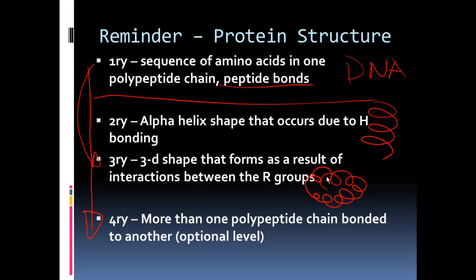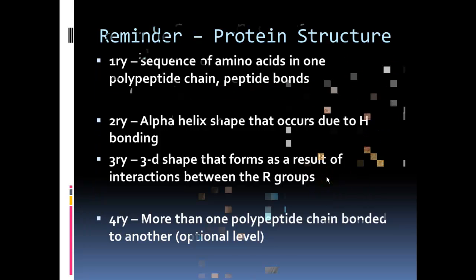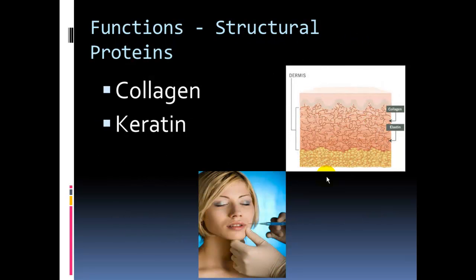Quaternary, more than one polypeptide is bonded to another. And hemoglobin is an example of a protein with quaternary structure. So some examples, well, proteins, we say they're so important. What are some examples? So there are numerous examples.